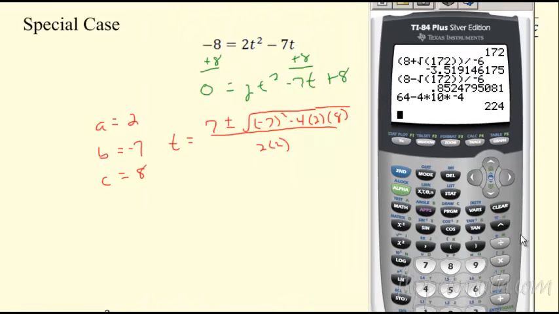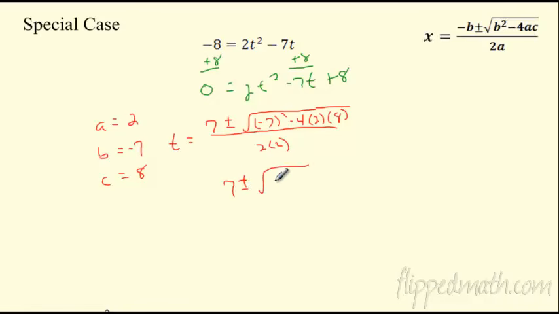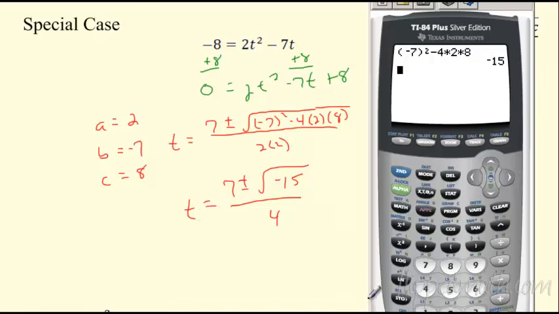I go ahead to find out what is underneath the square root, and I'm really careful with my parentheses. I'm saying -7 squared, not times, minus 4a times c, and I get this -15. Interesting. And all of that is over 4. So it still looks good. But I want to break this down to a decimal. So let's go and break this down to a decimal.